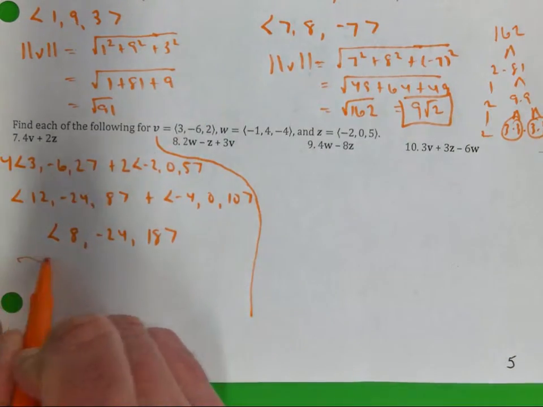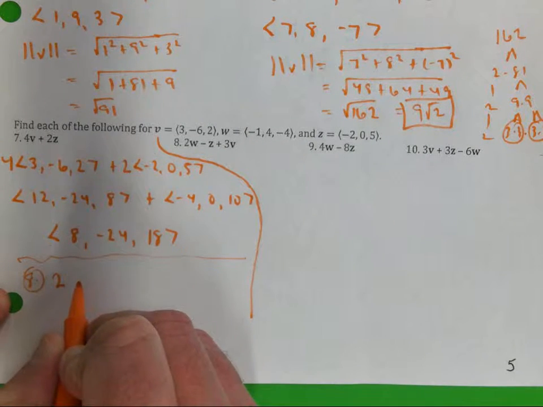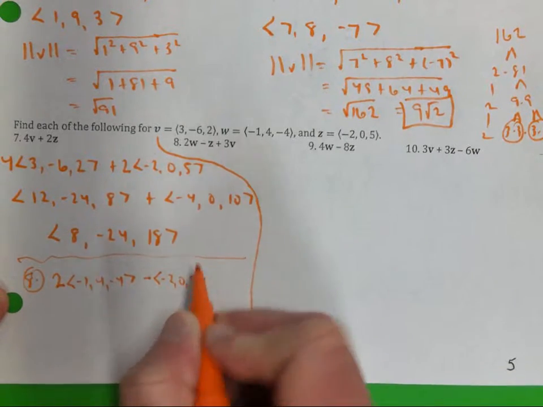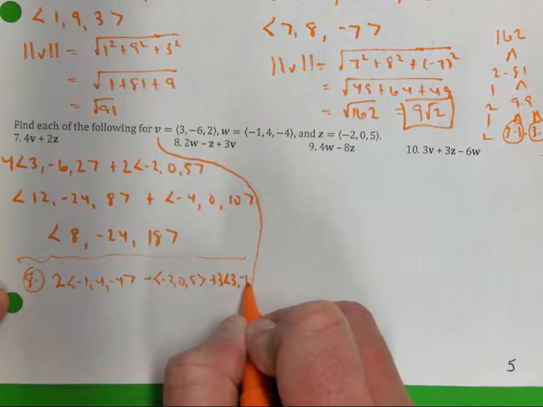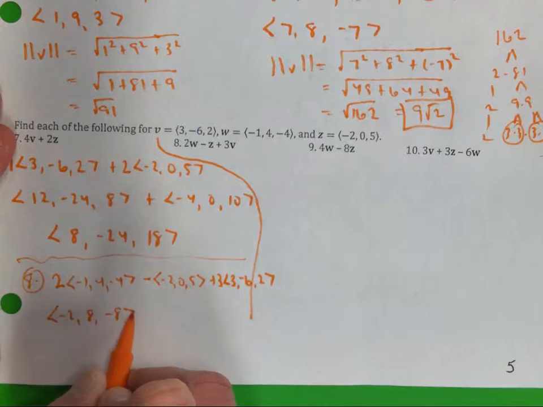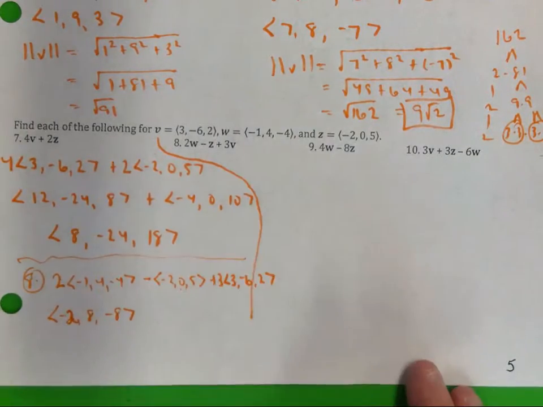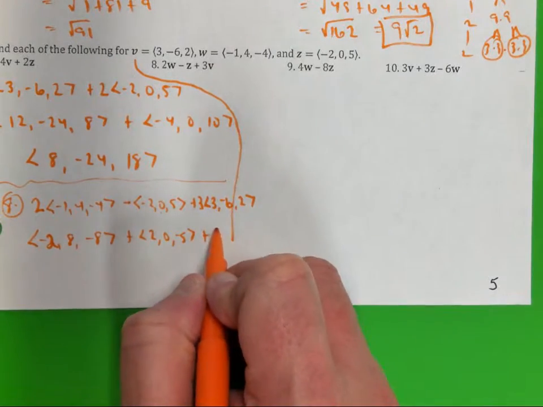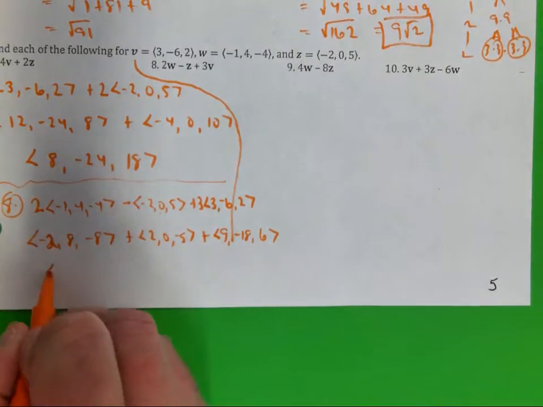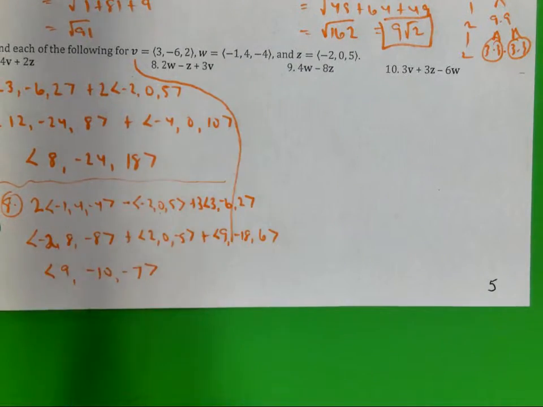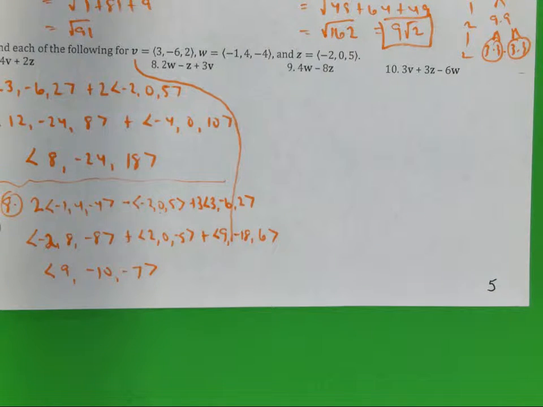Okay, I'm going to do number 8 down here under 7 so I have some room. So 2 times W minus Z plus 3 distribute. What does that minus do to everything in that vector? It changes the sign. Did y'all get 9, negative 10, negative 7, or 8? Okay, because I did that kind of quick. I'm trying to do next.